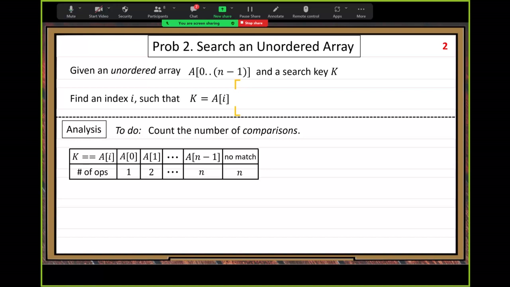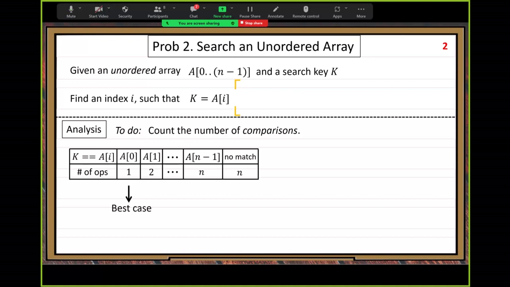No match case, so we put it as the last case. You need n comparisons. So that's all the cases we may have for this algorithm. In all these cases, the first one is the best case, because the number of comparisons used by the first one is the smallest. So we call it the best case.